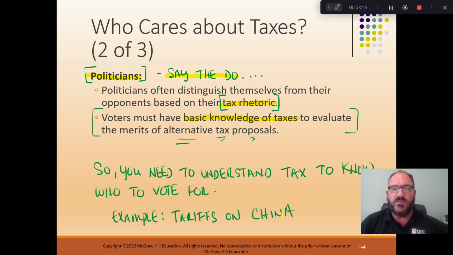So for example, tariffs on China. Let me just give you an example. Tariffs come and go from time to time, but understand a tariff in general is a tax on the incoming country. The reason is because if it costs another country more money to put their products here, that is normally wound up on the laps of whoever's buying the product.